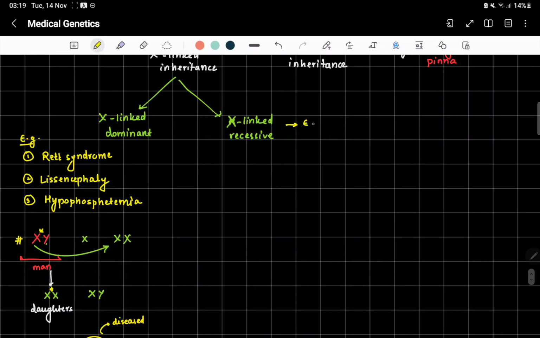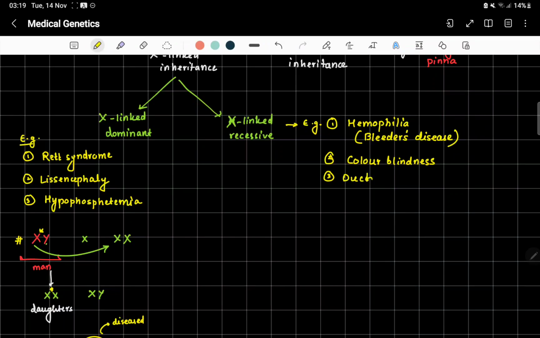Then we have disorders like X-linked recessive. You can have hemophilia, which is called bleeder's disease or royal disease. Then we have color blindness, and then we have Duchenne muscular dystrophy, DMD. You can remember these three examples for X-linked recessive disorders.